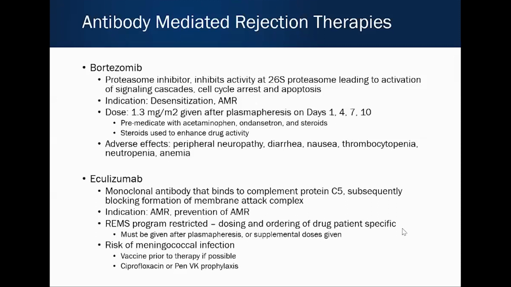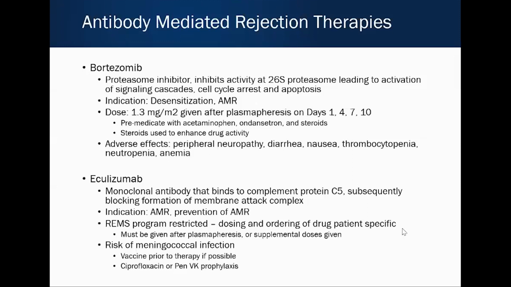Things to know with eculizumab is it's insanely expensive, and it is a REMS restricted drug. So it requires prescriber being enrolled, patient being enrolled. It requires us to order the drug specifically for that patient. And then it is always given after plasmapheresis. So there's a lot of logistics with Soliris. I don't think it's anything any of y'all would have to ever worry about, because I or one of the other pharmacists would tackle the process of all of that.